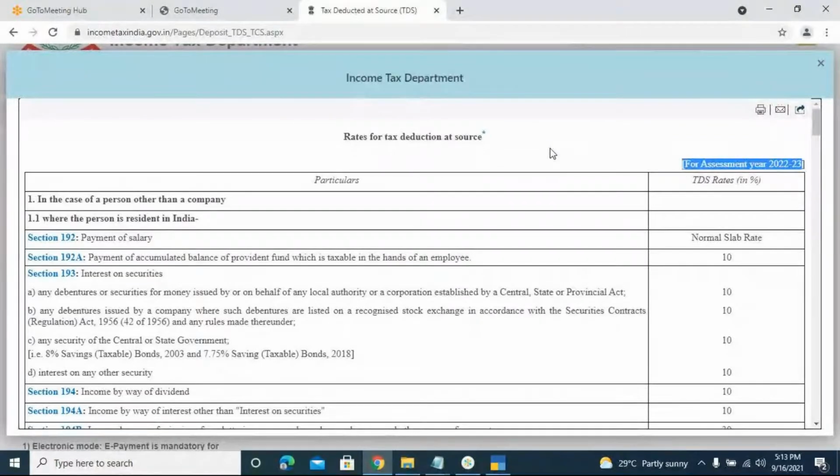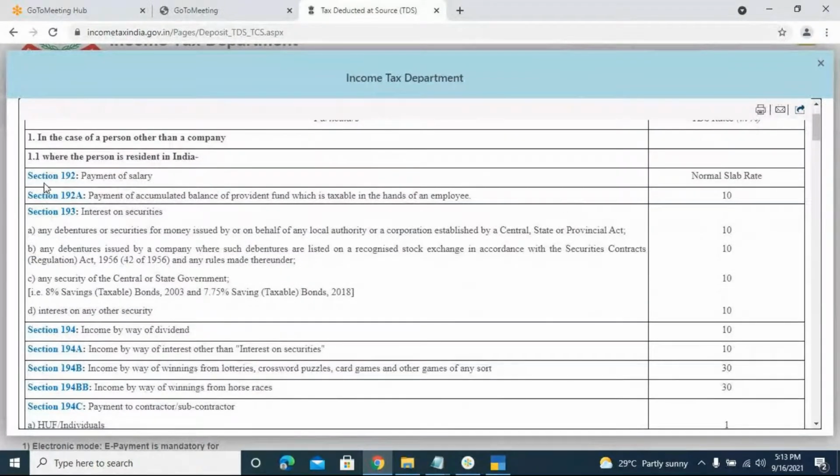So we have the concept of previous year and we also have the concept of the assessment year. The income earned in the previous year, if it is taxable, we have to file the returns for it in the assessment year. So it goes on. We have the assessment year 2022 and 23 as of now. Now, if you observe here, can you see?